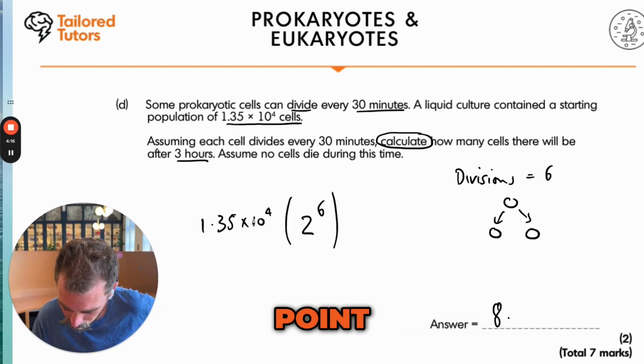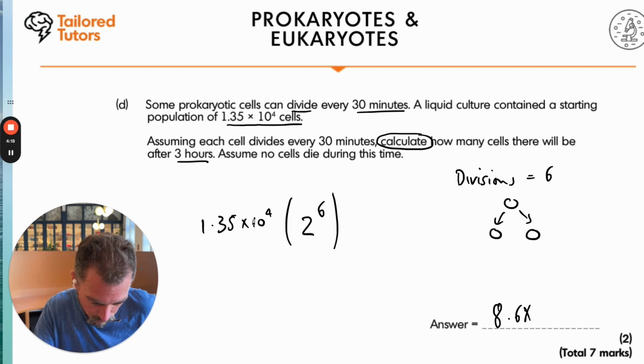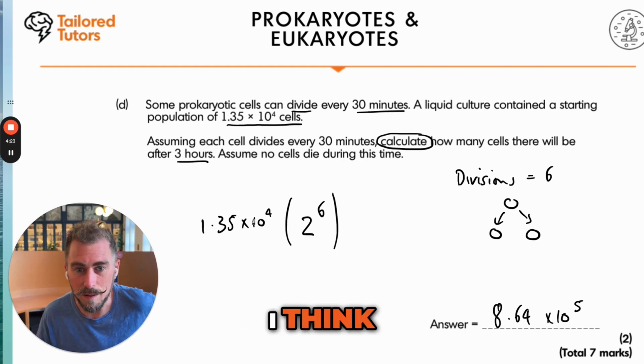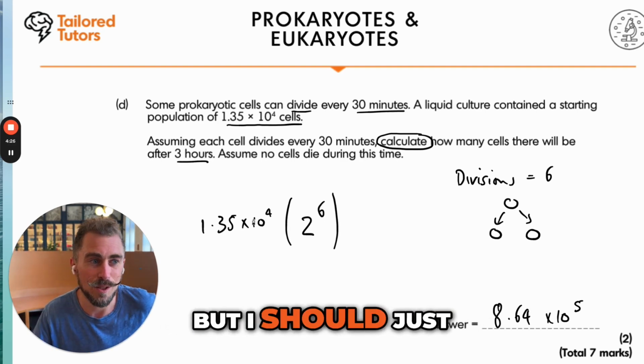Which I could write in, which I've kind of forgotten, which is, I think, 864,000, or 8.64 times 10 to the 5, I think. That was the answer that was on the calculator, but I should just do that for completeness.